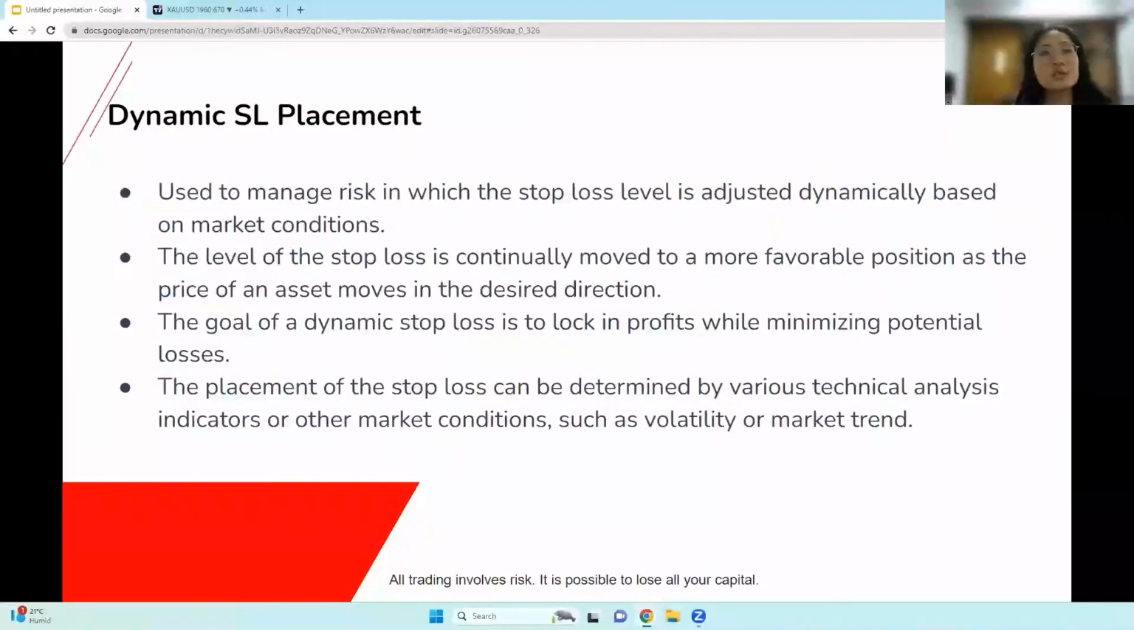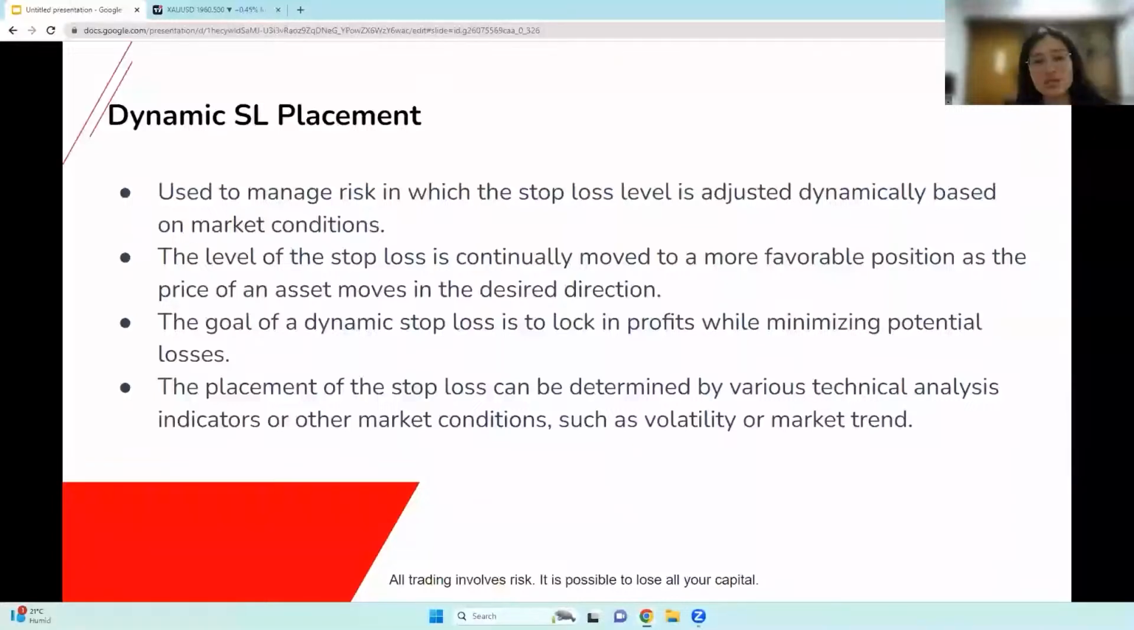Okay, so let's talk a bit about some entry and exit. In this case, we're talking about stop loss placement. So exit strategies. Okay, so this is why it's important to have dynamic stop loss and take profit placement.